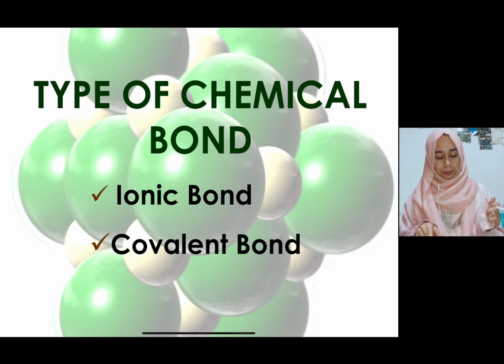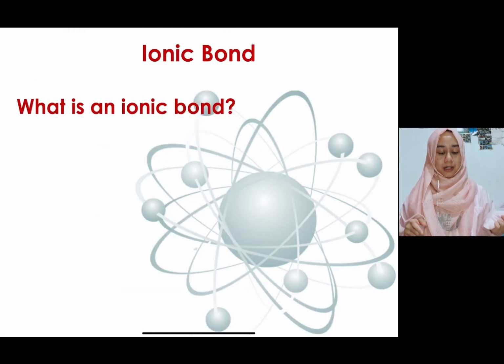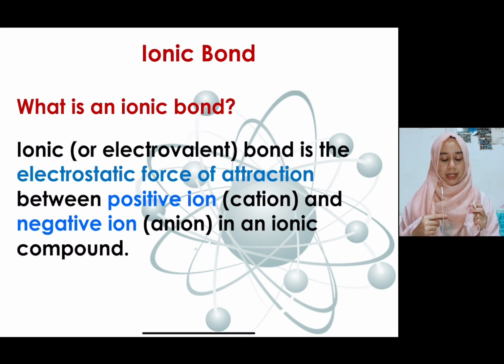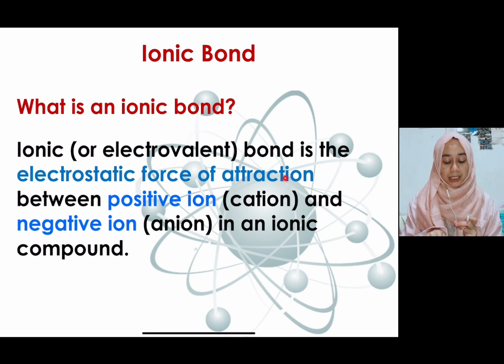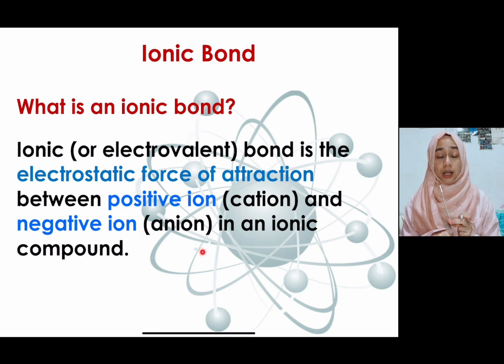Okay, so what is ionic bond? Let's have a look at what is ionic bond first. So ionic bond, or it is also known as the electrovalent bond, is the electrostatic force of attraction between a positive ion and also negative ion in an ionic compound.